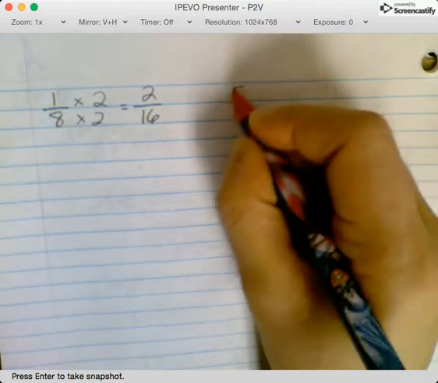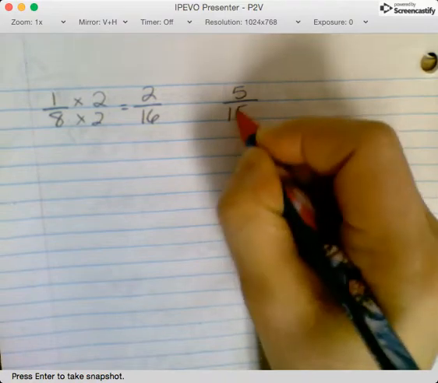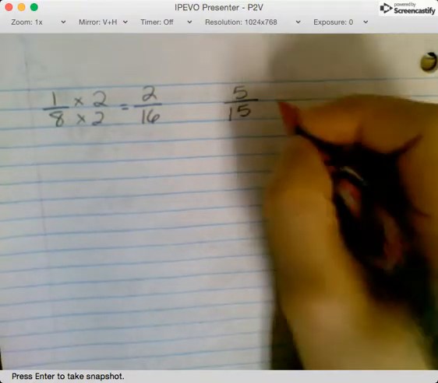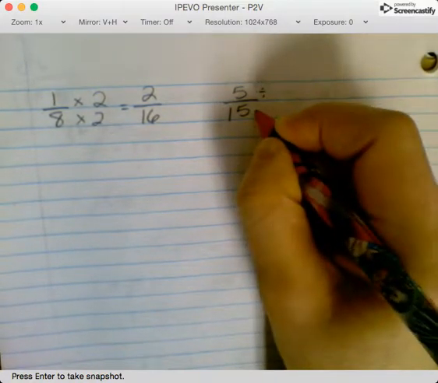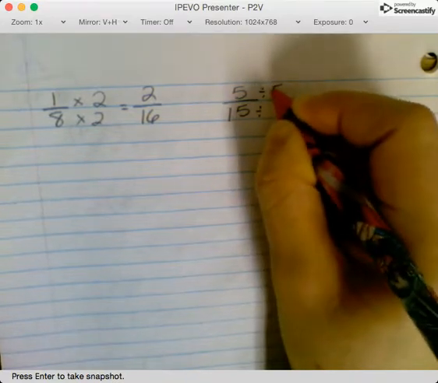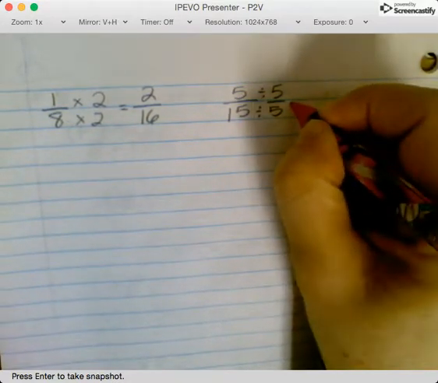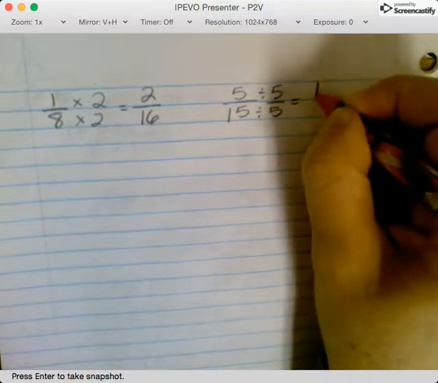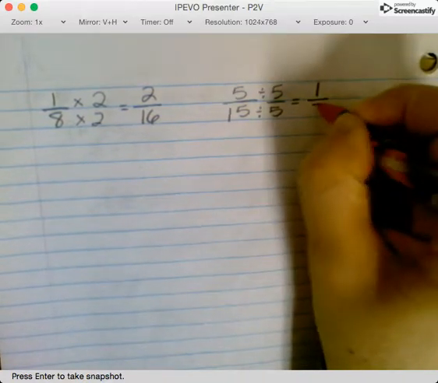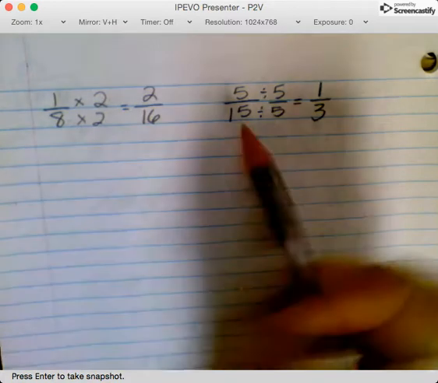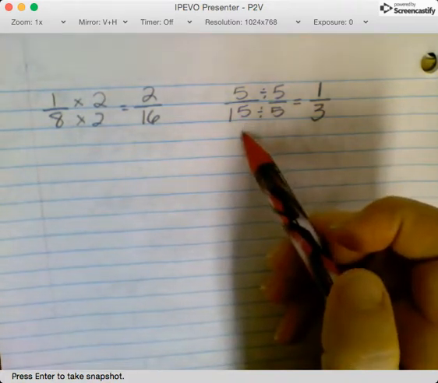Let's do one with division. So if I have 5 and 15, those can both be divided by the same number. They can both be divided by 5. 5 divided by 5 is 1. 15 divided by 5 is 3. Okay, so that's just kind of a quick run through of how that works.